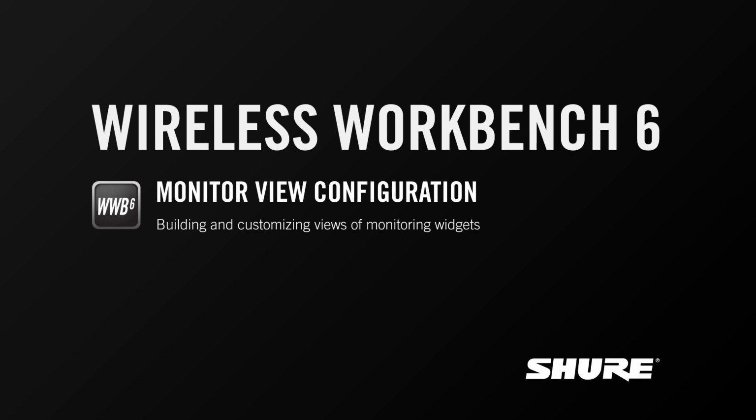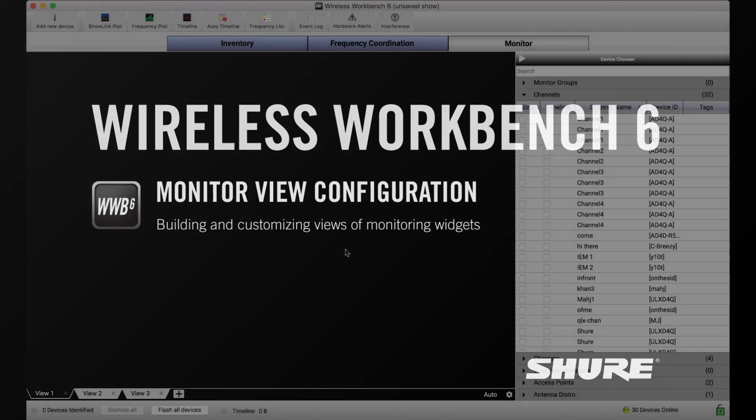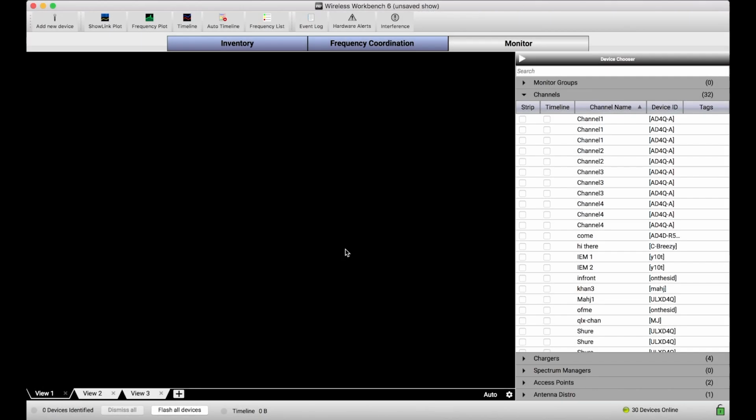In this video tutorial, I'm going to talk about the monitor view and specifically how to build and customize views in Wireless Workbench 6. The monitor view is a place in Wireless Workbench designed for users to set up customized views of channels and other devices to give them status of how those devices are operating, really for during the production or during a show when wireless systems are in use.